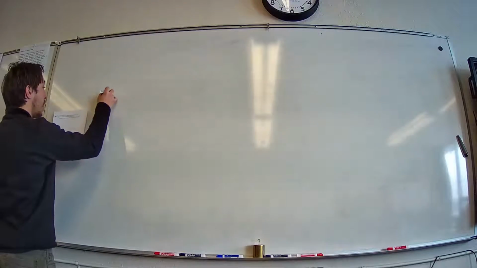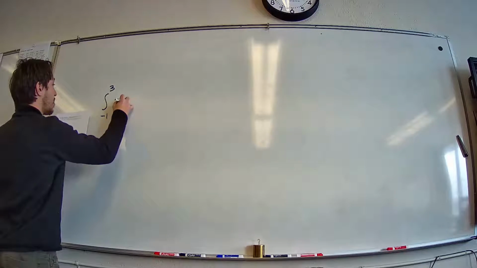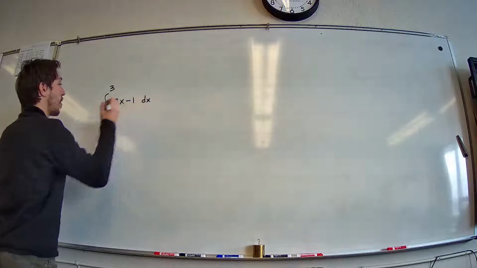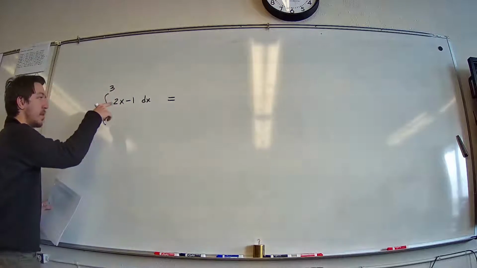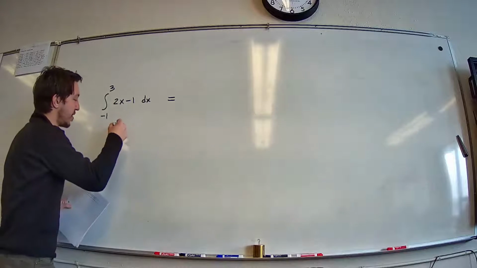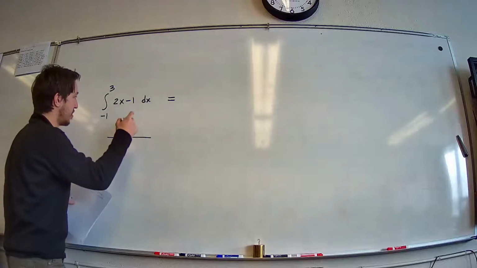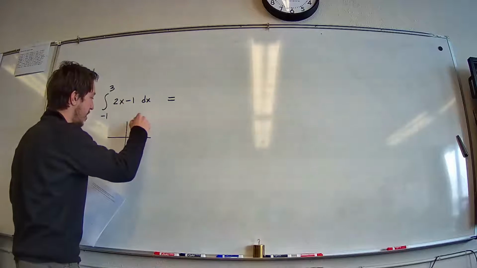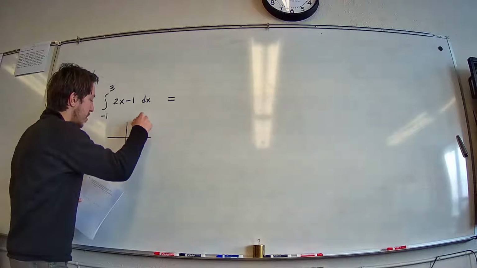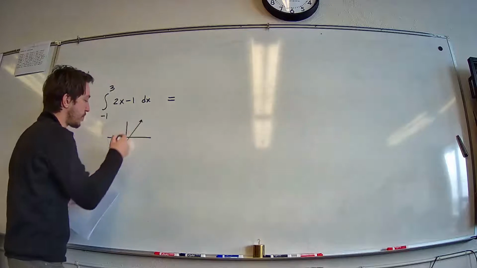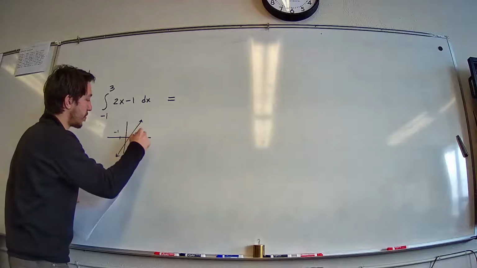So C looks like this: 2x minus 1. Okay. I think I'm going to graph it first. As I do with a lot of stuff, I like to start with a graph and then see what kind of answer I'm expecting to have. That makes sense. So it's sort of like this. We're going from -1 all the way over to 3.